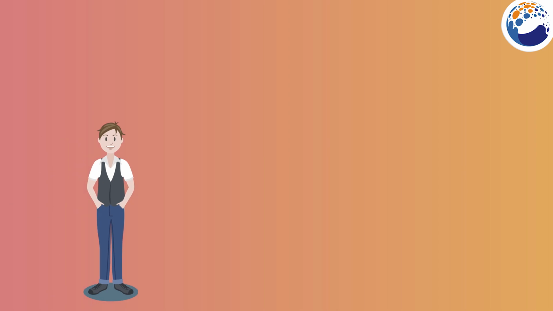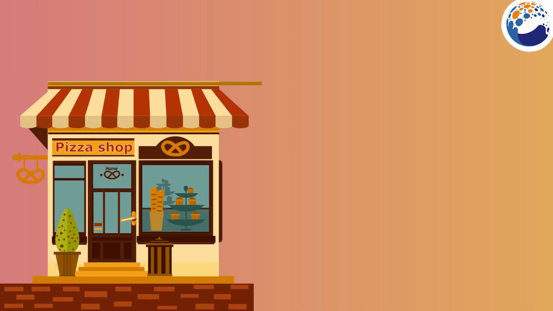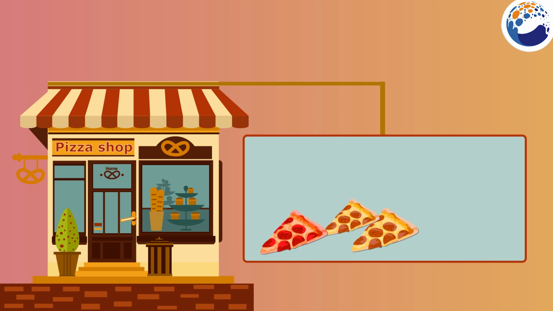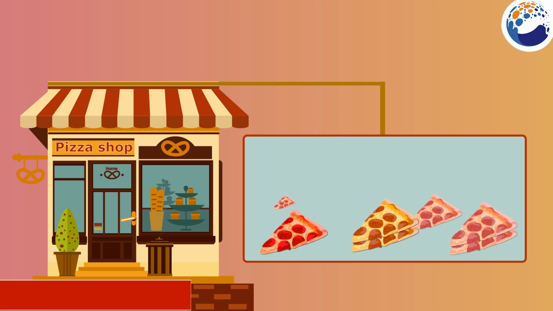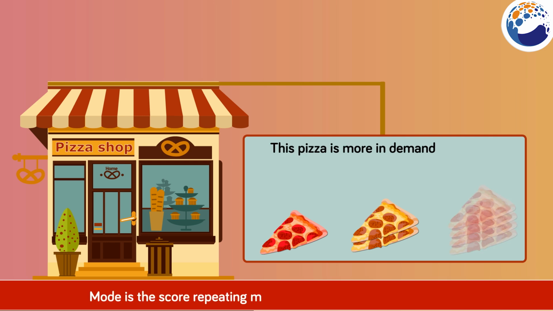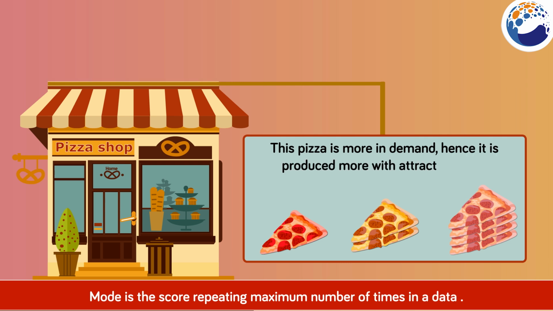Mode. Here, Mr. Happy opens a pizza shop, and to attract more and more customers, he needs to know which variety of pizza is more in demand so that he can provide offers and sale on those varieties. For that, he has to find the mode of all the varieties of pizzas. In such cases, the mode is needed. Mode is the score repeating maximum number of times in a data.